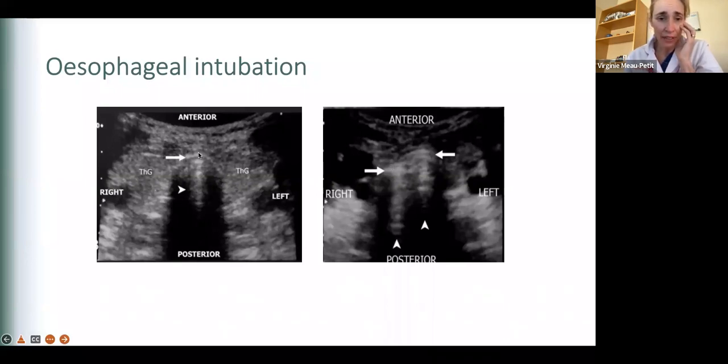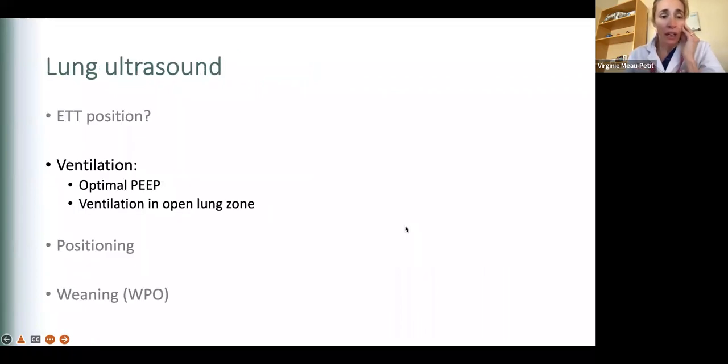Here you have the sign of a trachea with these white lines, and just below you have an artifact. If you look at a vertical artifact, which means air here, you could see even some horizontal lines. And if you move to the patient with the ET tube in the esophagus, you have the double trachea sign, meaning that you can see as if you have two tracheas with some A-lines here. So that was about the ET tube position.